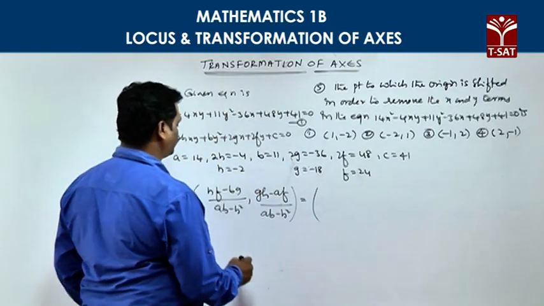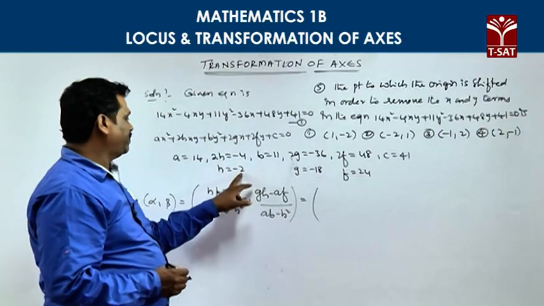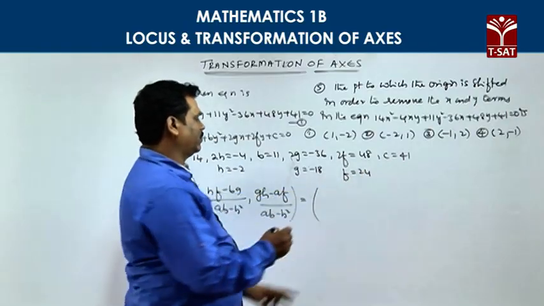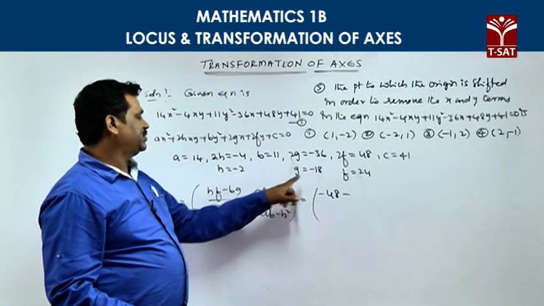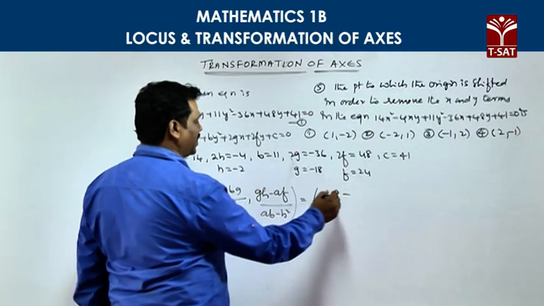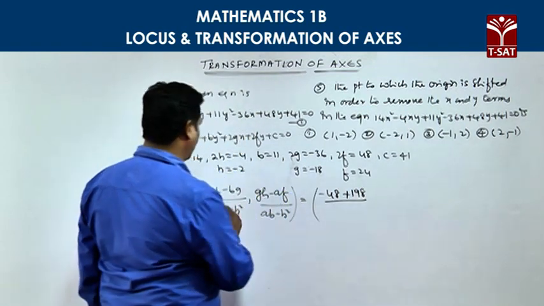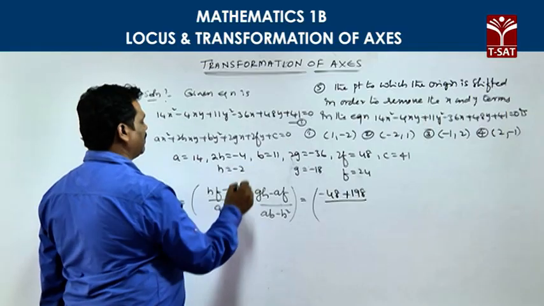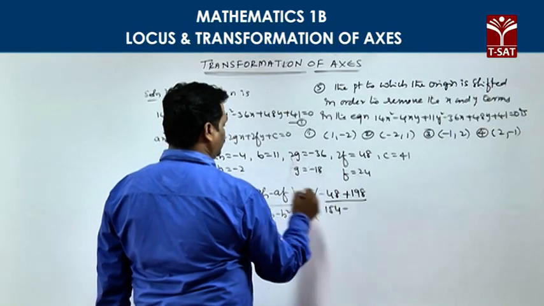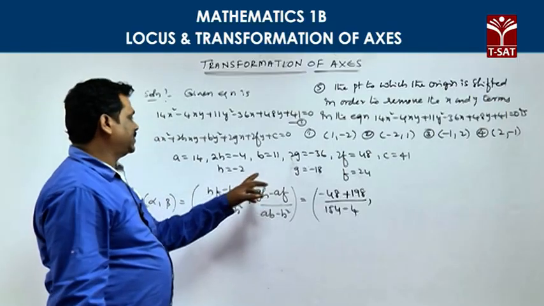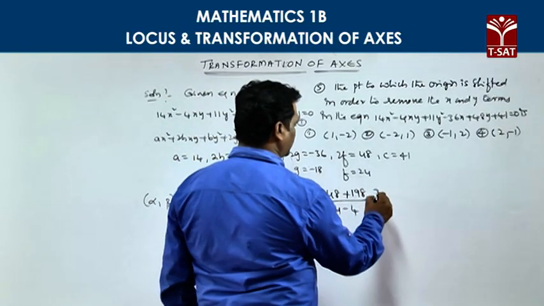Substituting the values: h is minus 2, f is 24. h into f means minus 2 into 24, minus 48, minus b into g, b is 11, g is minus 18, minus into minus plus, 18 into 11, 198, divided by ab minus h square. a is 14, b is 11, 154, minus h square means minus 4. Then gh: g is minus 18, h is minus 2, minus into minus plus, 18 into 2, 36.